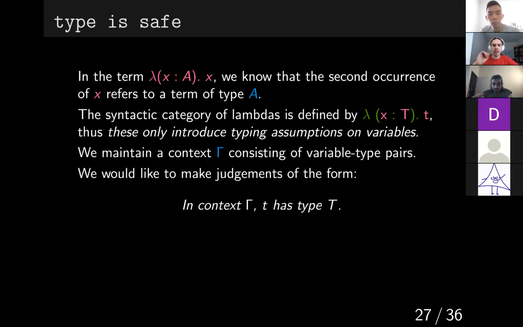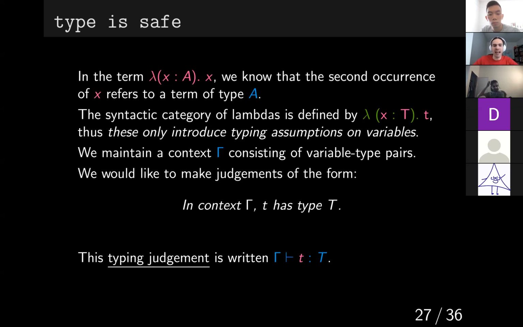And we'd like to make judgments of the form in context gamma, t has type T. And this is going to be called the typing judgment. That's the title of this talk, the typing judgment. And I'm going to write it like this. It looks like the judgment that we had before, but it's going to be gamma turnstile t has type T. And this is read as in context gamma, t has type T.